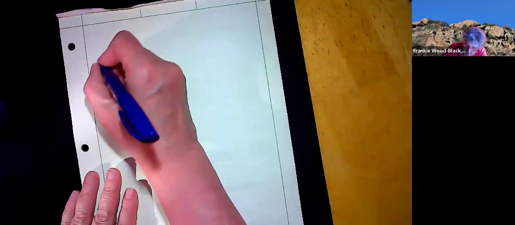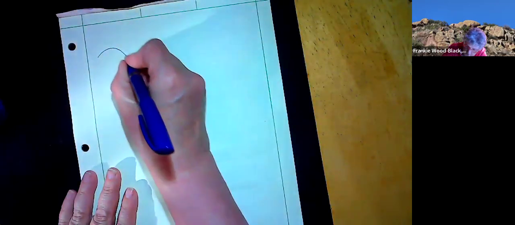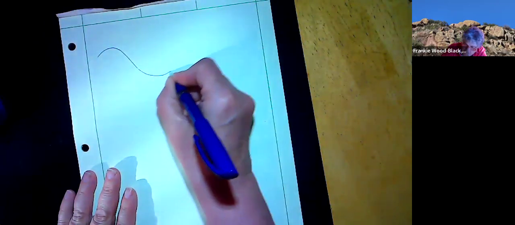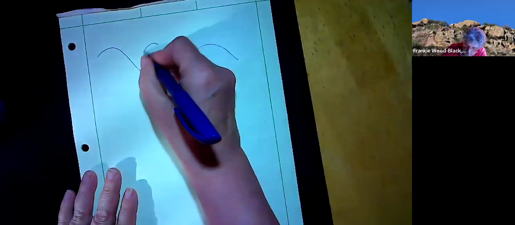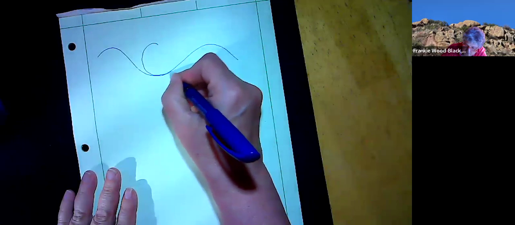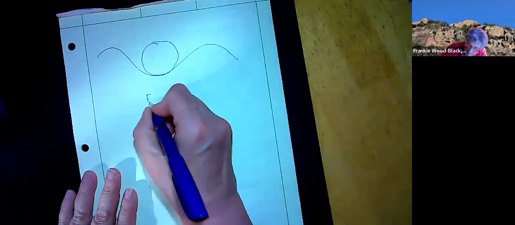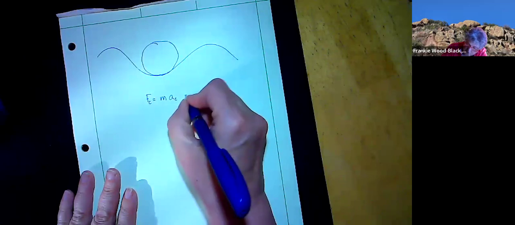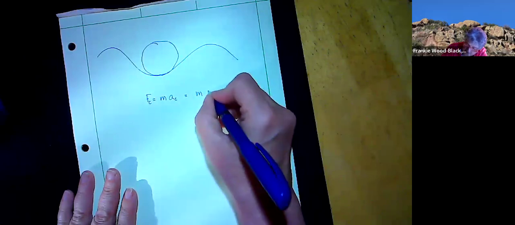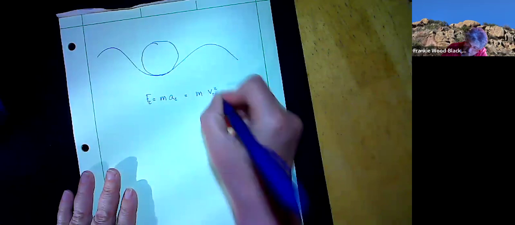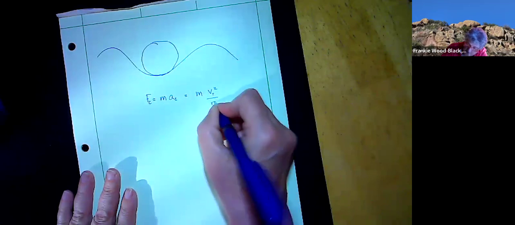So a couple of things to remember. If we have a roller coaster, and we're looking at forces, the centripetal force is going to equal the mass times my centripetal acceleration, which is going to equal the mass times my tangential velocity squared divided by the radius.